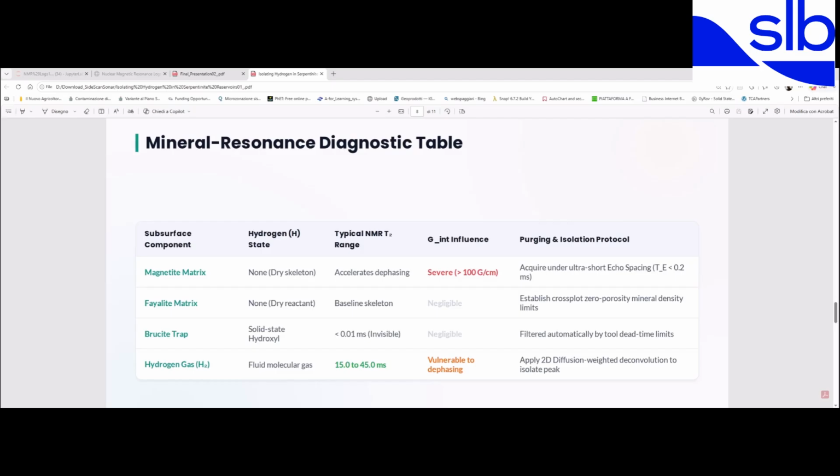Going to this summary table, the subsurface component, the magnetite matrix, hydrogen state. We have a dry skeleton, typical NMR T2 range, accelerated dephasing, gradient server, acquire the pulsing and the isolated protocol. In this case, you need an echo spacing of less than 0.2 milliseconds. The Fayolite matrix: you have a non-dry reactive base.